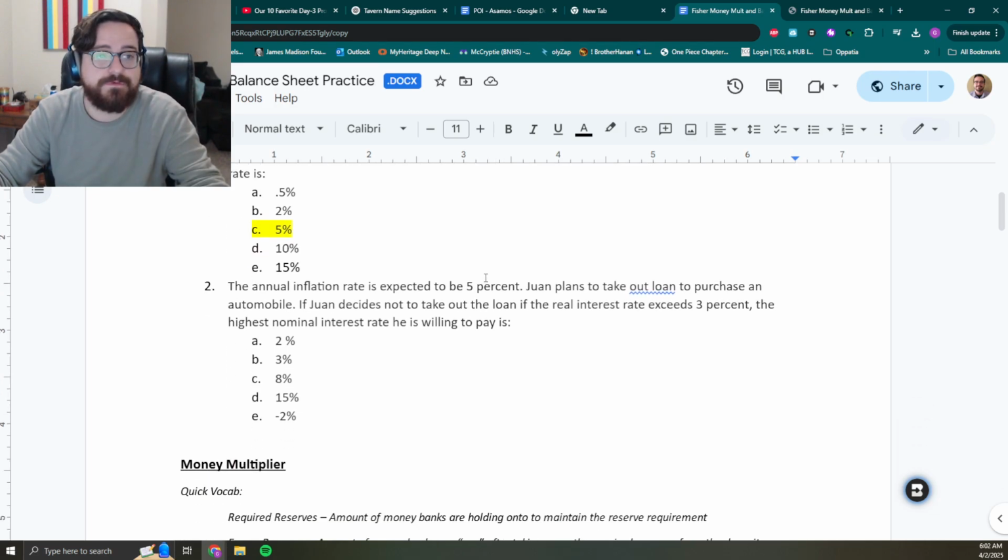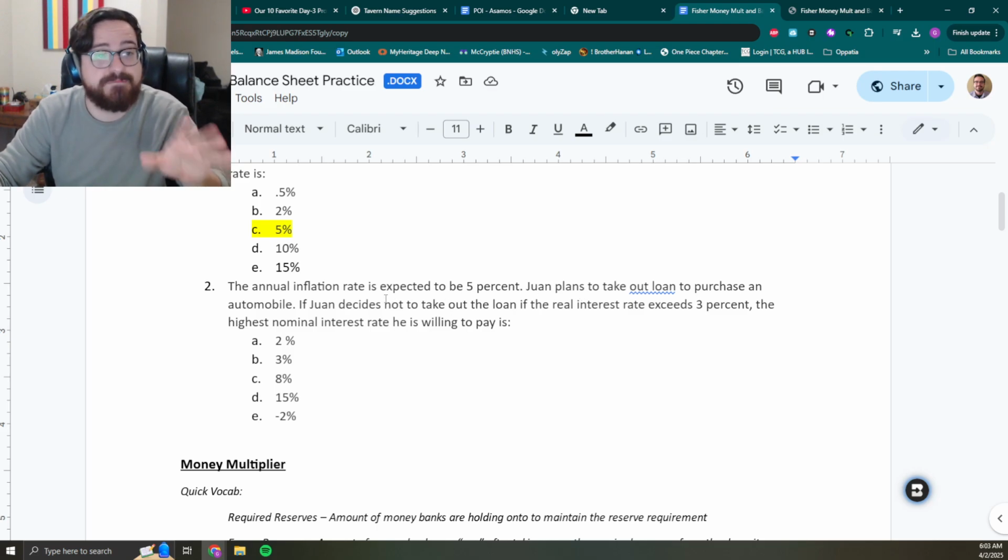Okay, 2. The annual inflation rate is expected to be 5%. Juan plans to take out a loan to purchase an automobile. If Juan decides not to take out the loan if the real interest rate exceeds 3%, the highest nominal interest rate he is willing to pay is blank.